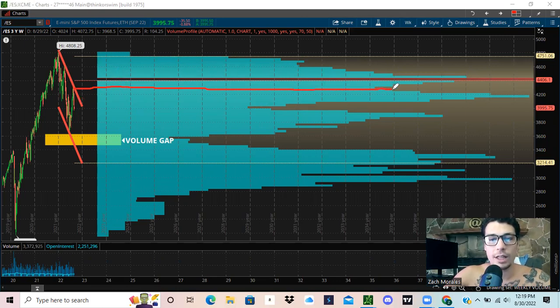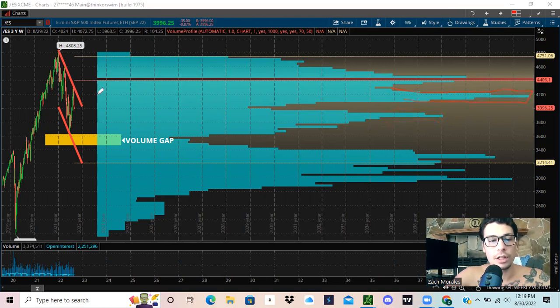Now again, let's look at these high volume nodes. Look at how this area right around 4,300 was our high volume node, and right above there it goes a little bit lower. What happens in the stock market is price action moves from high volume node to high volume node. We were at these levels previously, around 3,900, and we shot up past 4,200. We went from this high volume area to this high volume area.